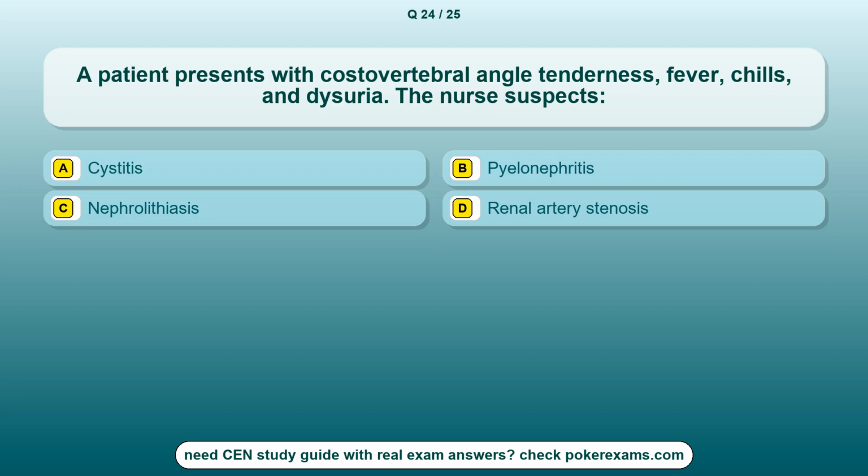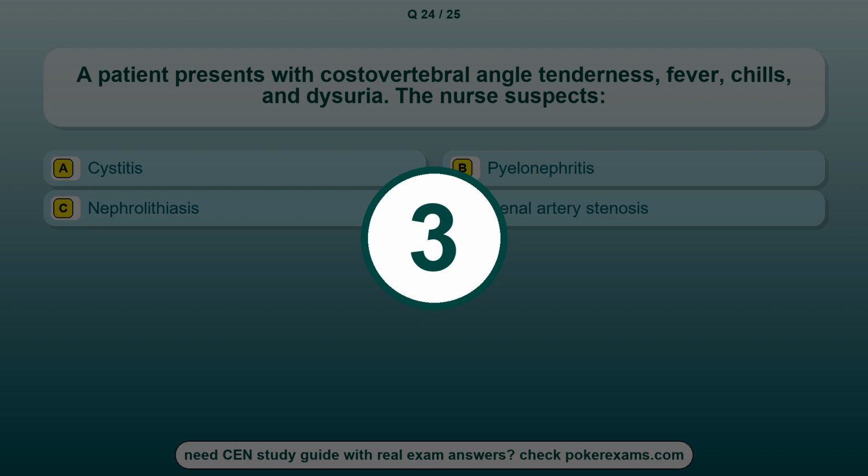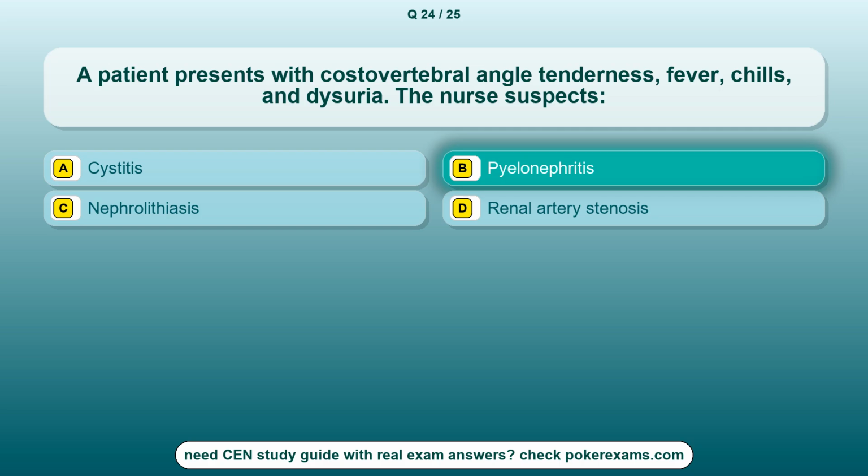Question 24. A patient presents with costovertebral angle tenderness, fever, chills, and dysuria. The nurse suspects option A, cystitis, option B, pyelonephritis, option C, nephrolithiasis, option D, renal artery stenosis. The correct answer is option B, pyelonephritis.